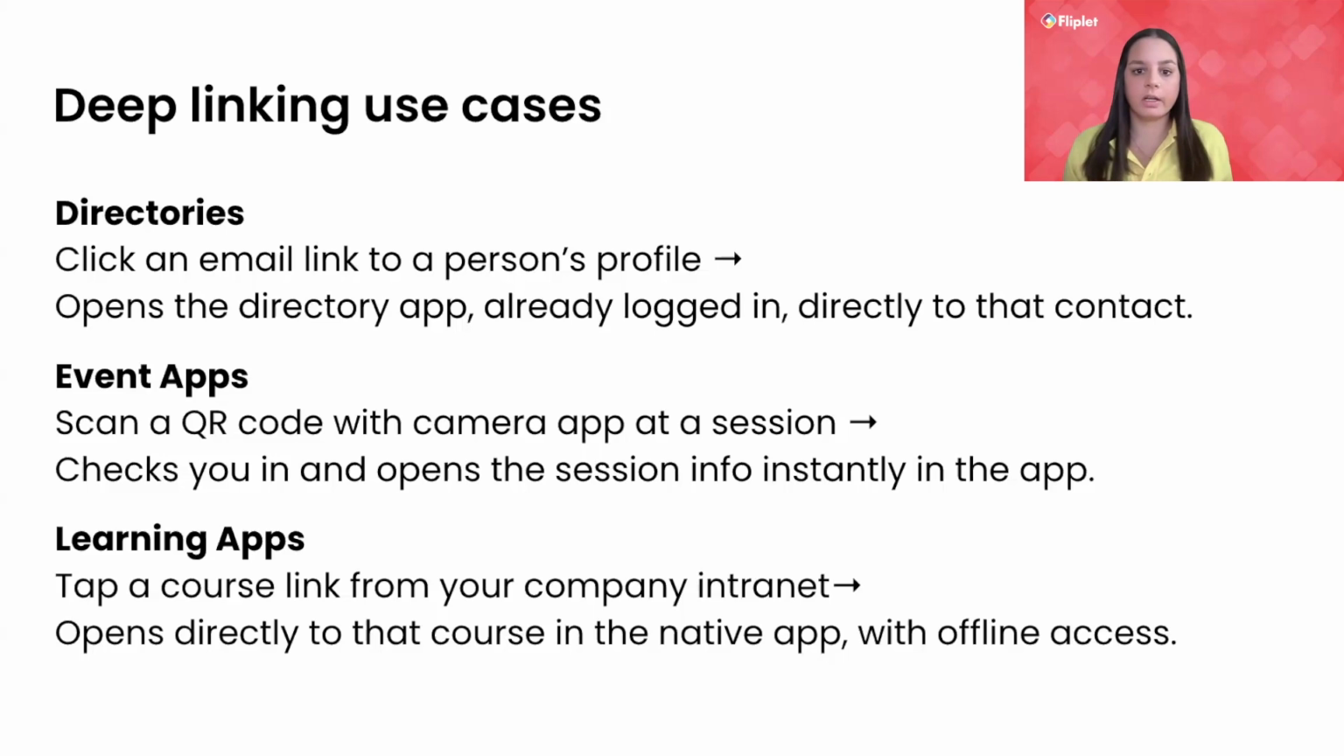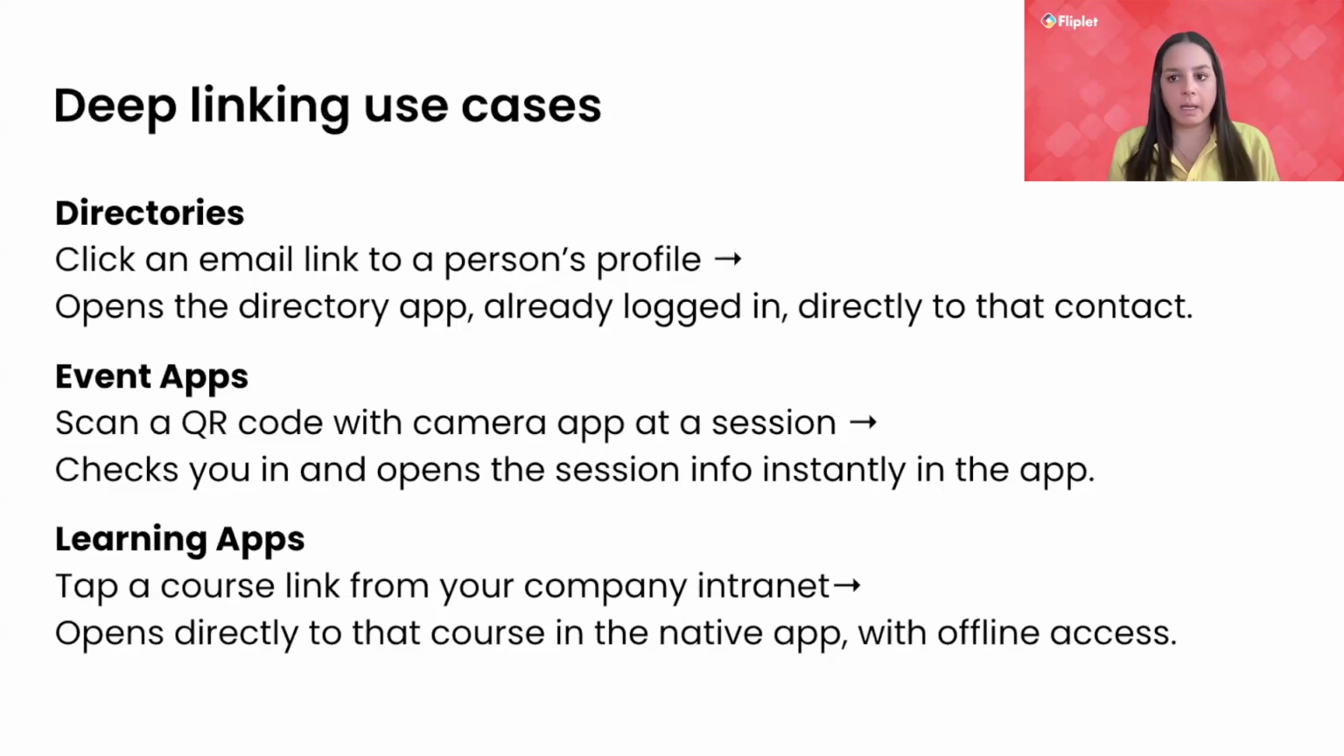Another use case is an event app. Say you're attending a conference, and I go to my conference door, and there's a little QR code on the door that I want to scan before I enter the session. That deep linking is going to open the event app automatically. It's going to check me into that session and take me straight to the relevant session information screen. So there's no searching and no extra steps needed. That's all done directly by scanning the QR code with my camera app.